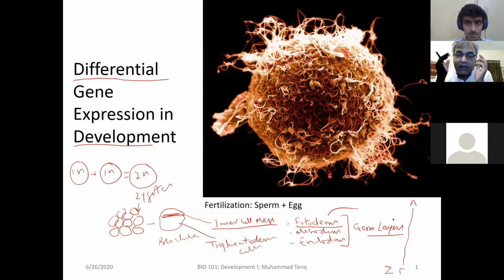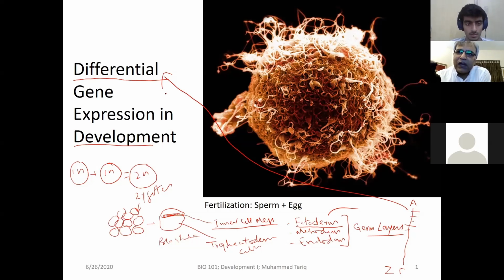The rest of the genes, the key developmental genes, are selectively switched on and switched off. That selective gene expression is called differential gene expression, which leads to cell fate determination. Which cells are going to become ectoderm, mesoderm and endoderm? As the word beautifully describes, cell fate determination: the fate of individual cells is getting determined.